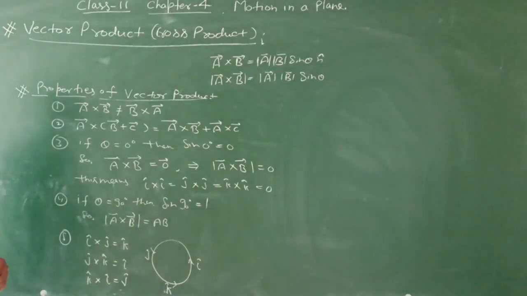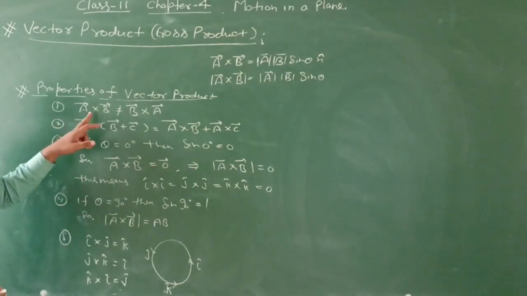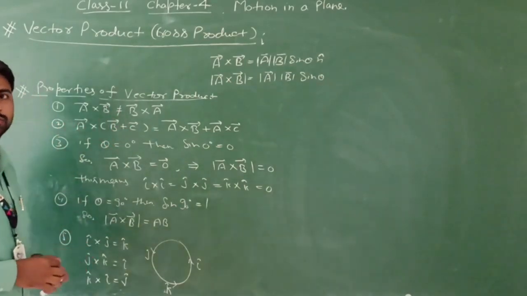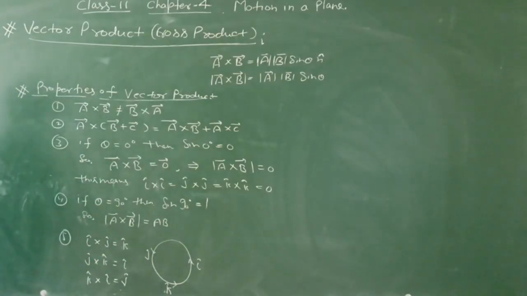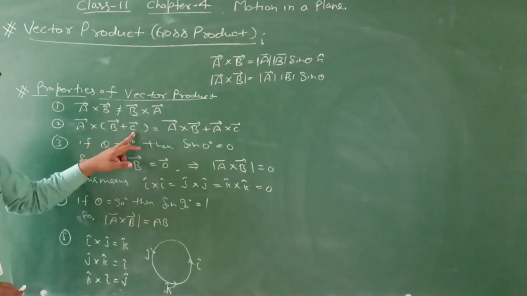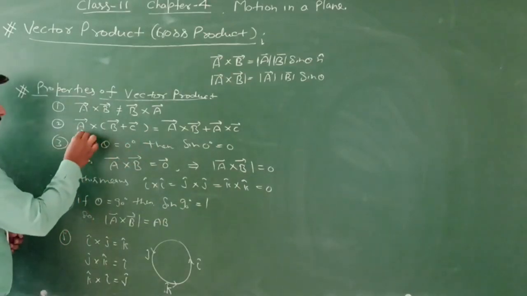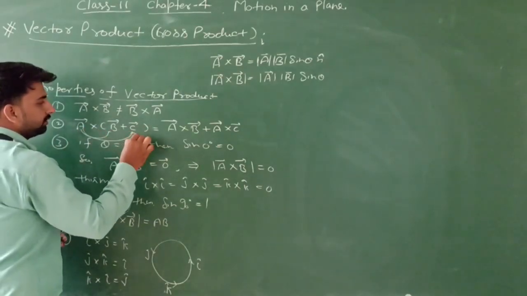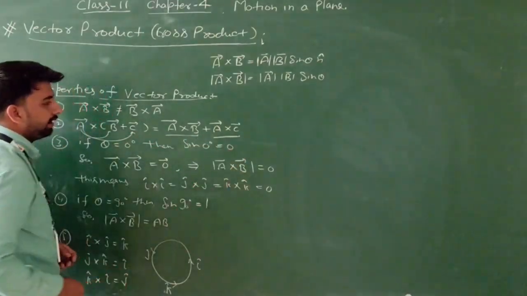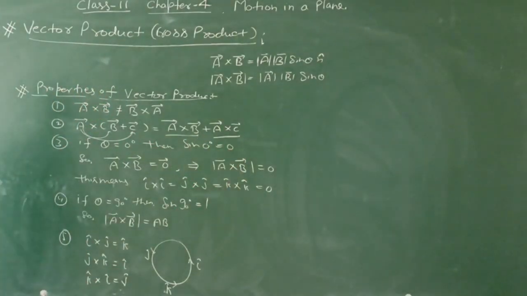There are some properties of vector products. First, A cross B is not equal to B cross A. This means vector product is not commutative. Second, A cross (B plus C) is equal to A cross B plus A cross C. This means the vector product has the distributive property.